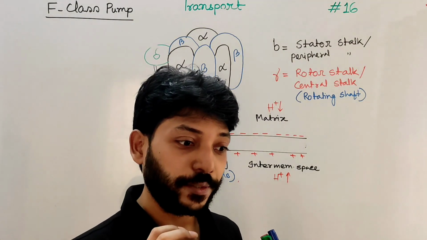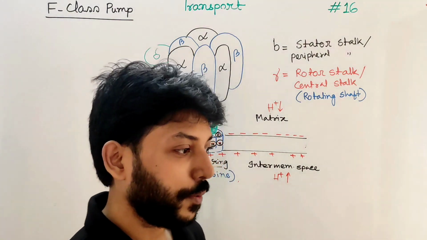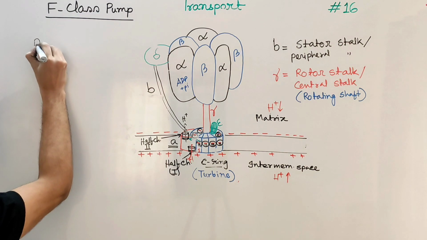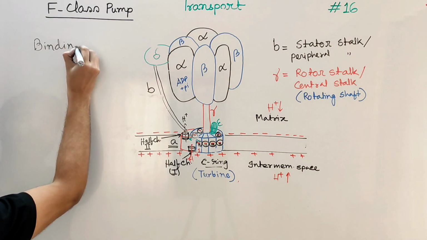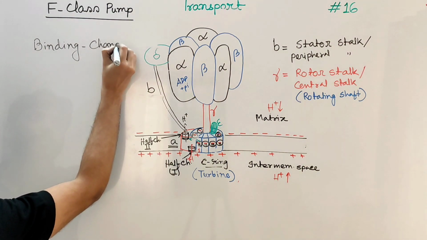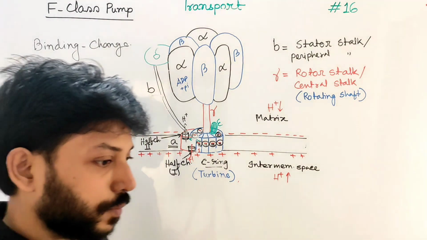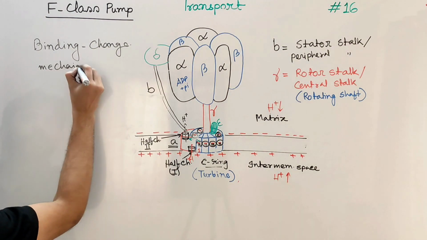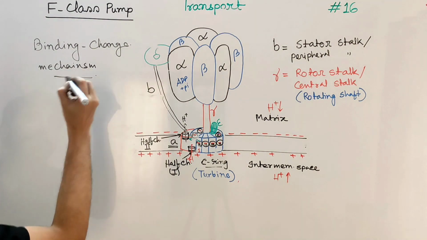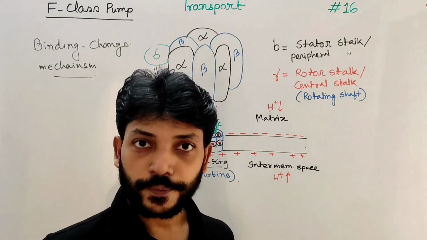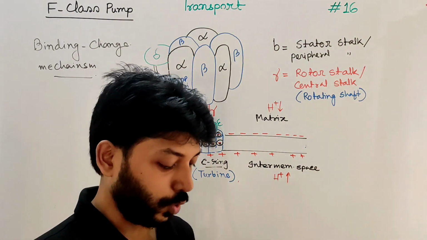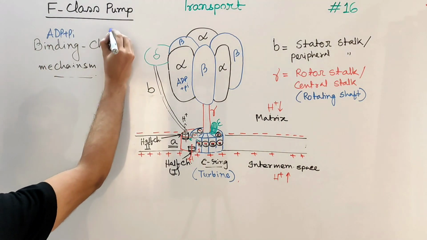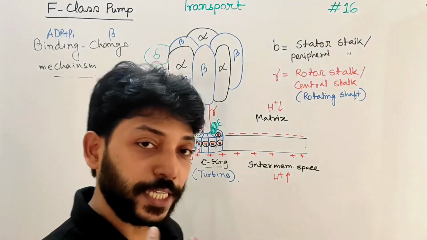Now this hypothesis, the conformational change of beta, was proposed by Paul Boyer, and it is called the binding change hypothesis, or binding change mechanism. Here the binding means binding of ADP and Pi, and change means the conformation change of beta. So binding of ADP and Pi and change of beta conformation is the main theme of this mechanism.